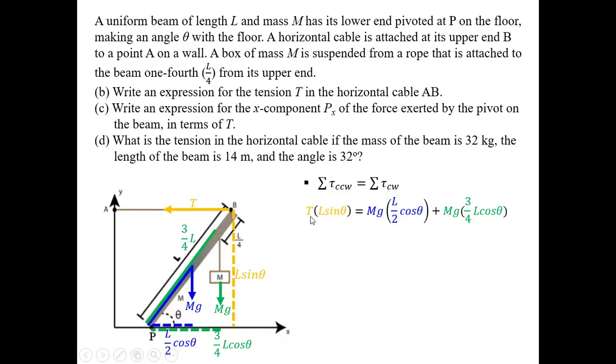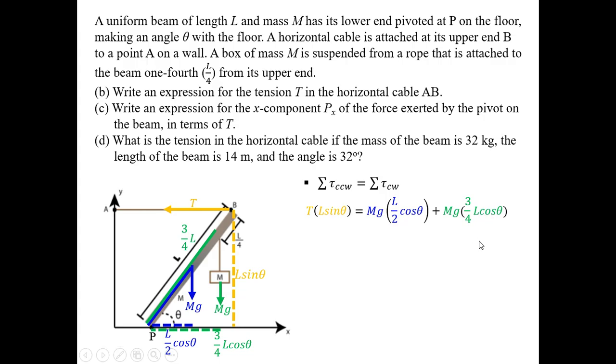So in my work here, I have T. I'm going to multiply by L sine theta because these two are perpendicular. And then on the right side, in blue, I have the weight of the beam itself times where the force is placed at the center of mass of the beam, which is L over 2, but I need to do cosine because that's in the x direction. And then likewise, F of g here is in the y direction for the weight of the hanging block. And then 3/4 L cosine theta is the perpendicular leg, which is in the x direction.